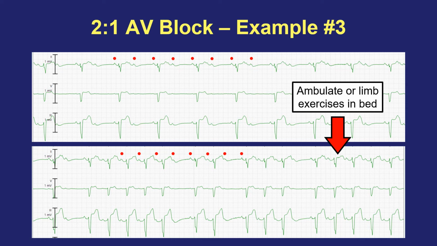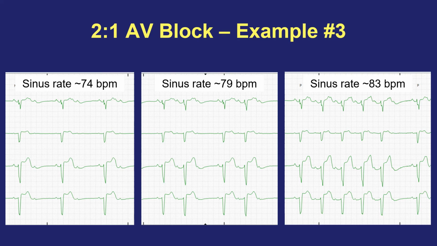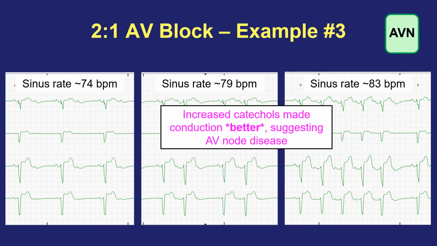And if we do that in this patient, you're going to see much better AV conduction. In fact, if you go back to telemetry while you were in the room doing the leg lifts or the ambulation with the patient, you'll see that as the sinus rate was accelerating, signifying increased catecholamines to the sinus node, simultaneously those catechols were improving AV conduction by affecting the AV node. So as the sinus rate increased, the AV conduction improved. That is a clue to suggest that we're dealing with AV node level block because it did improve with increased sympathetic tone.